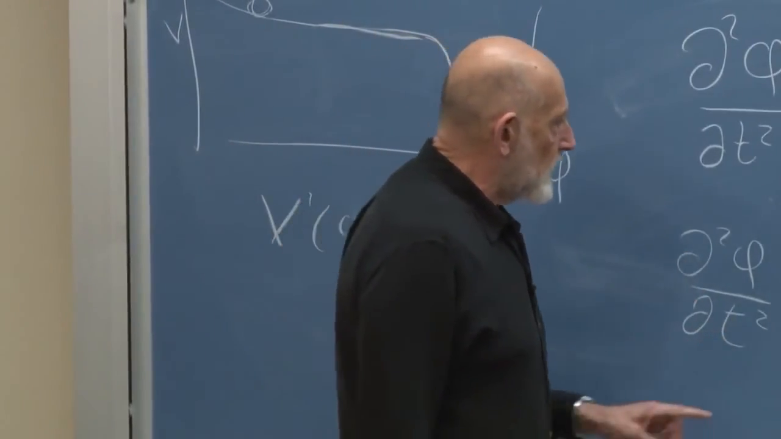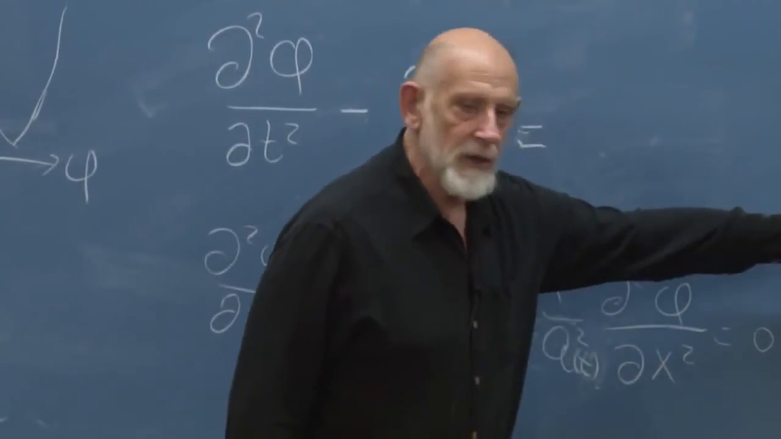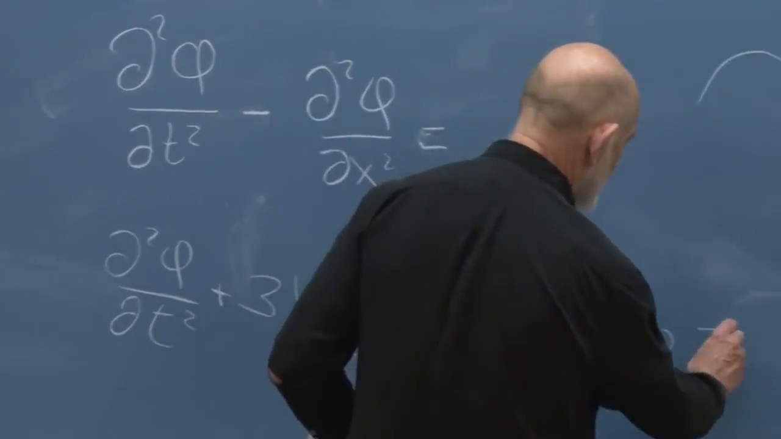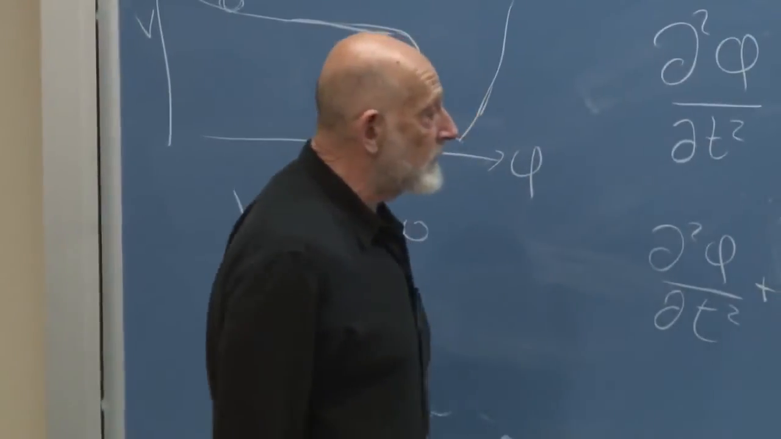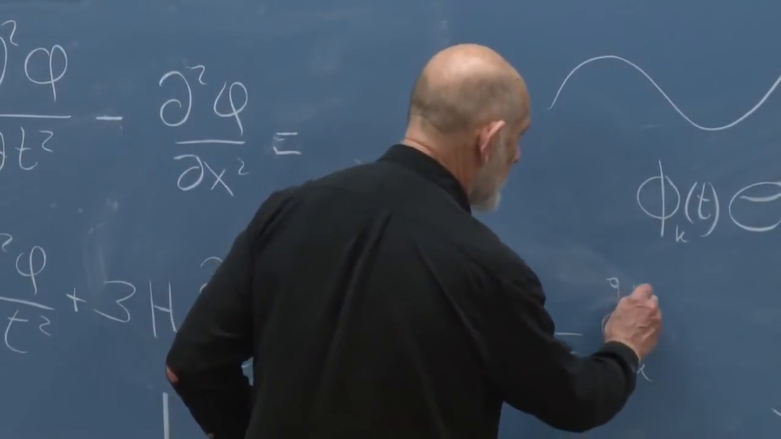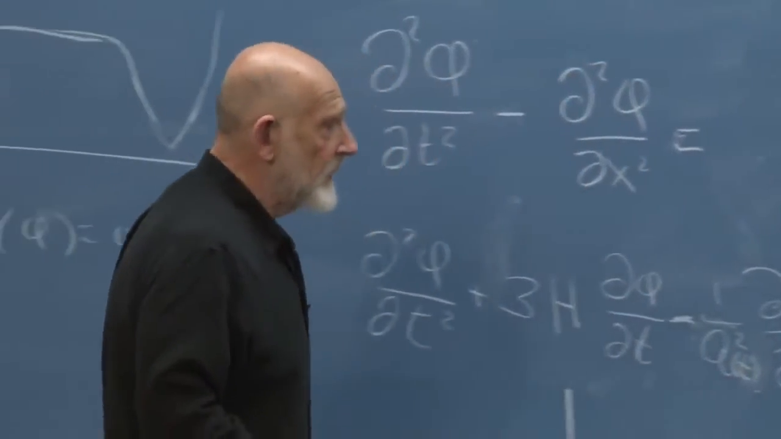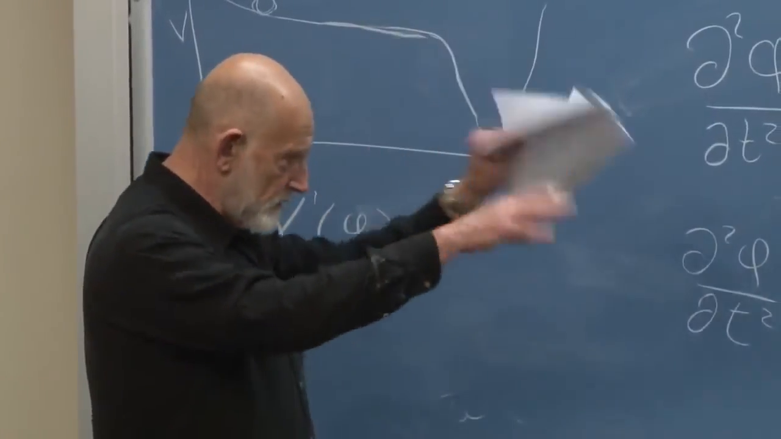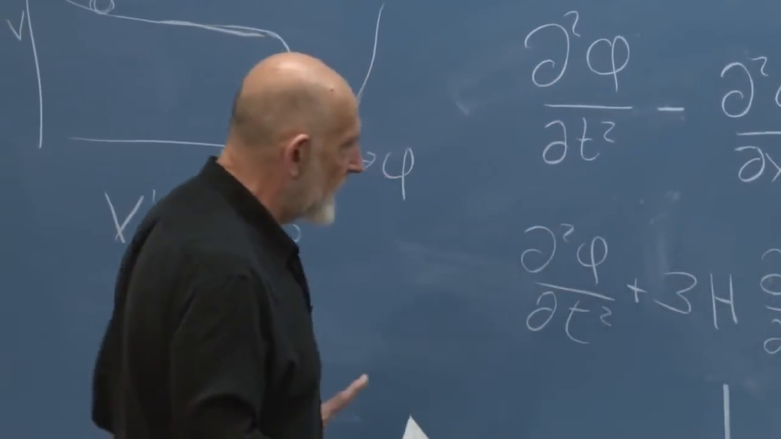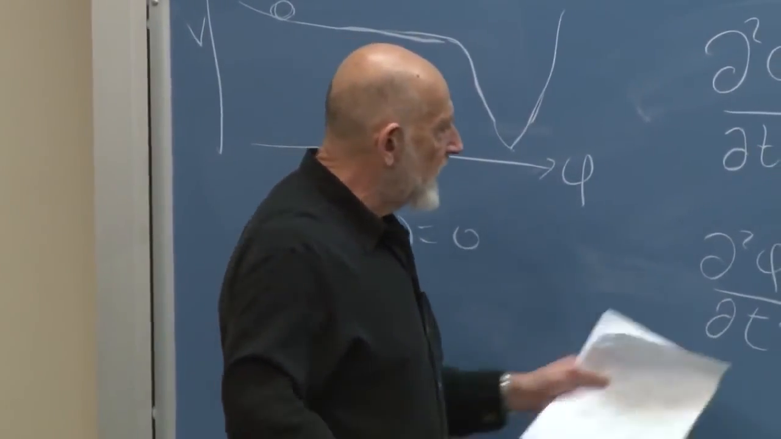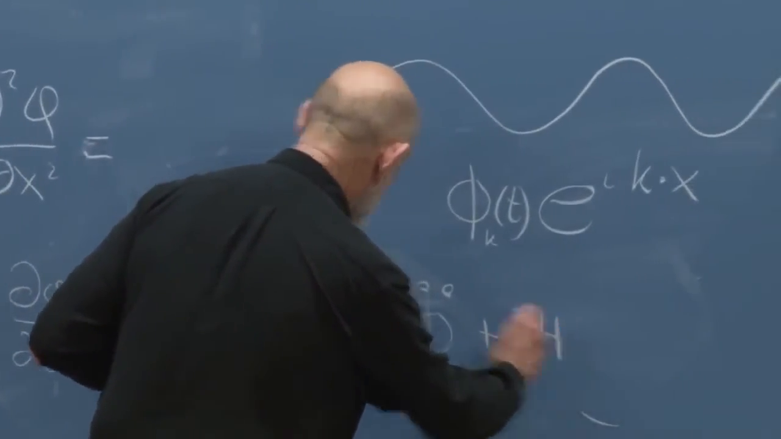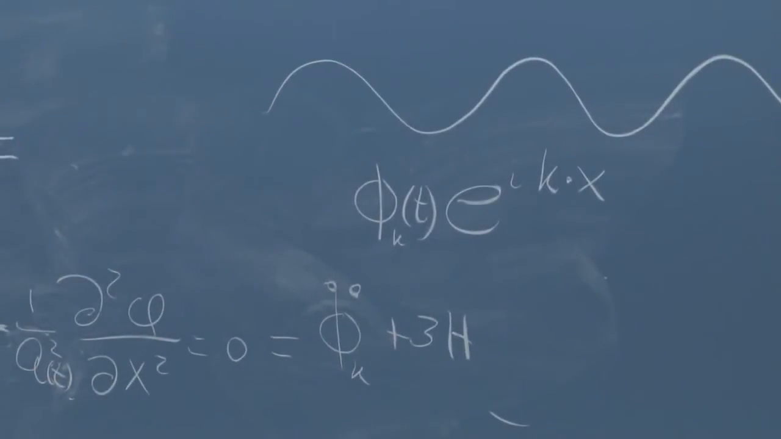d second phi by dt squared: well, the only thing here that depends on time is the coefficient out here. All right? So that's going to give us the second time derivative of phi sub k, times e to the i k x. Let's put the e to the i k x outside. Every term here is going to have an e to the i k x. So this one will have phi double dot. How about this one? Plus 3H phi dot, right? Phi dot of t.